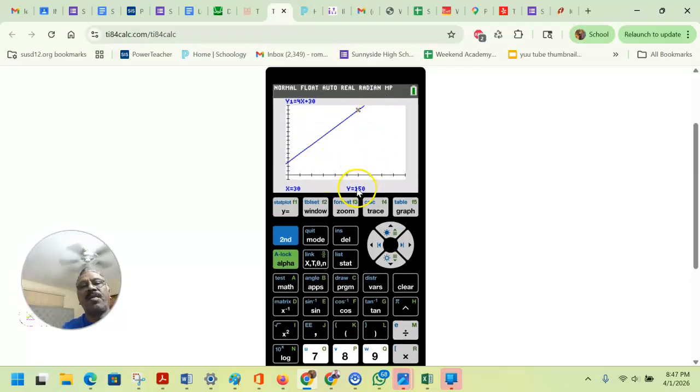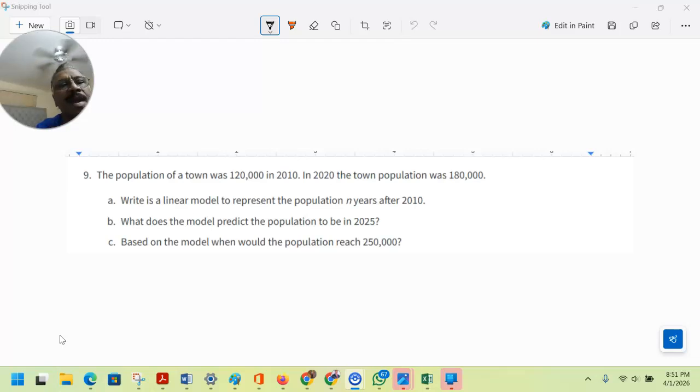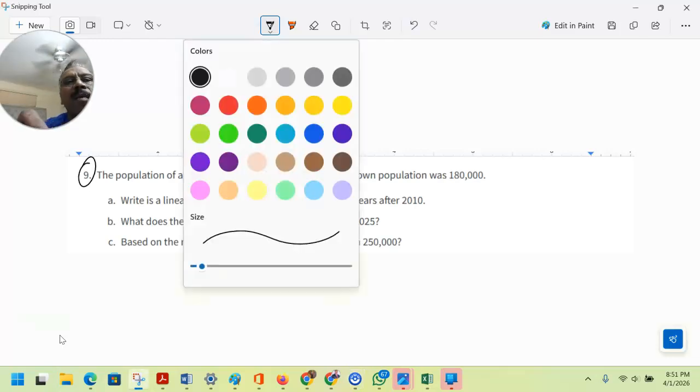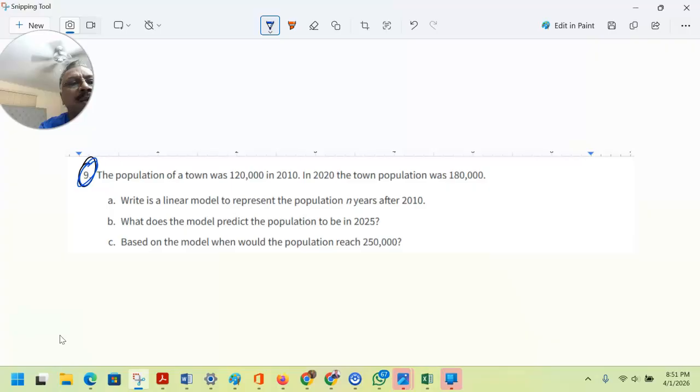See how beautiful this is? I hope I make sense. So let's move on to the next question. So question number 9 is very similar to the question 1 problem I solved in the example.